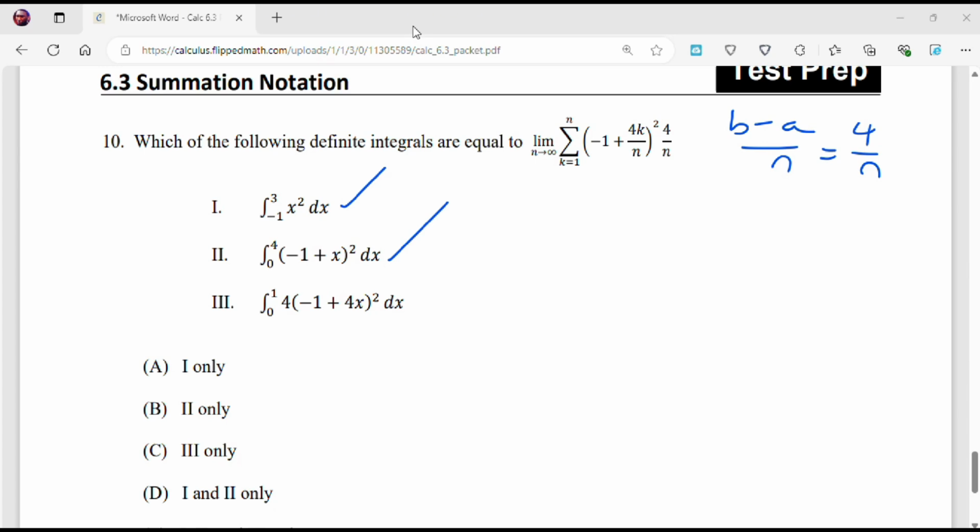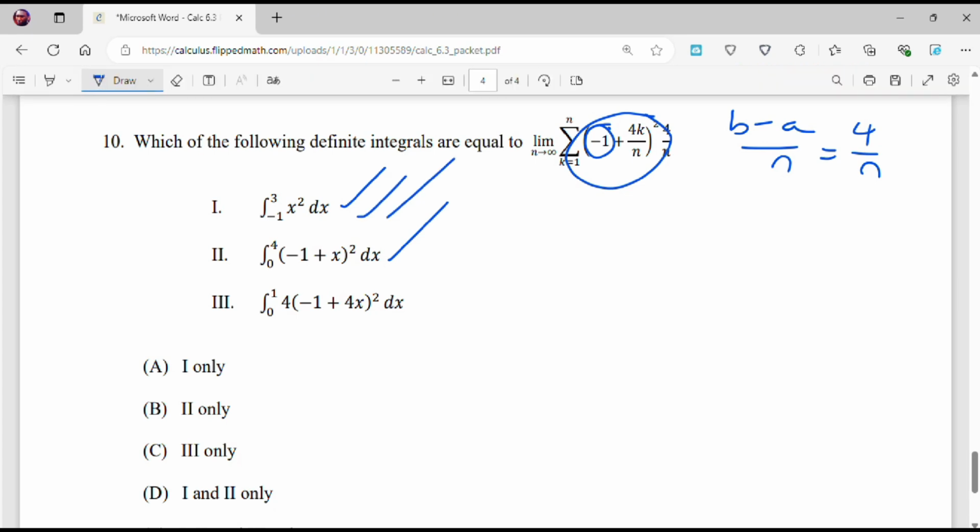Alright, so we know for one of the answer choices, a equals -1. So that works for the first one. And then all of this is going to be x squared. So that works for 1. So 1 definitely works. So now we're going to try to verify 2 and 3.